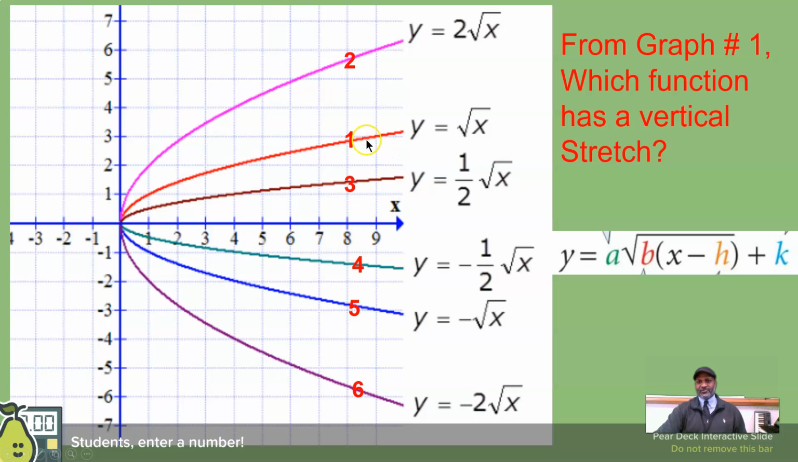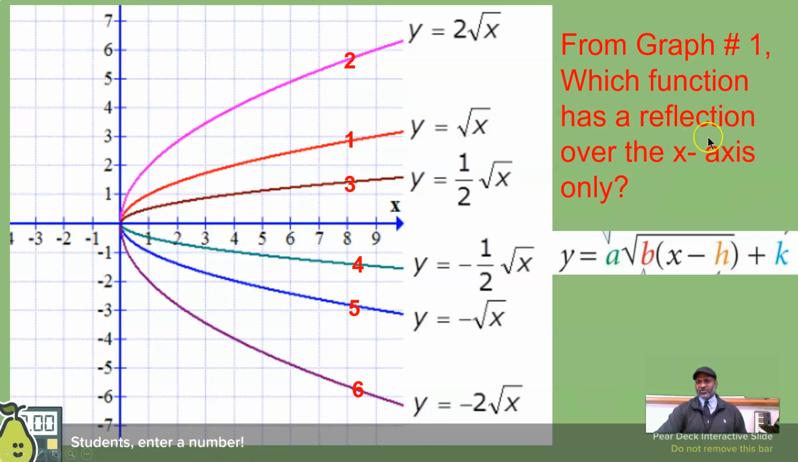Look at graph number 1. Which one of these other graphs is a vertical stretch of graph number 1? The answer should have been 2. 2 is a vertical stretch. See how that 2? Look at that A. The A value is 2. That's a vertical stretch.